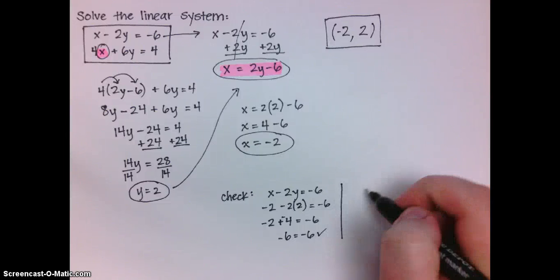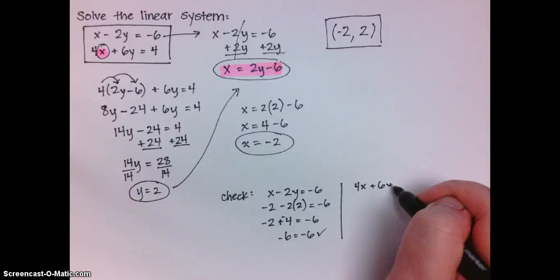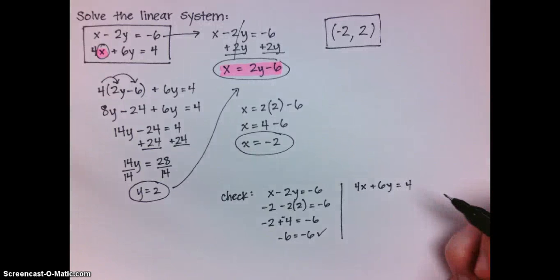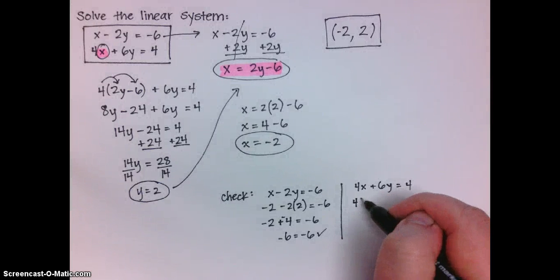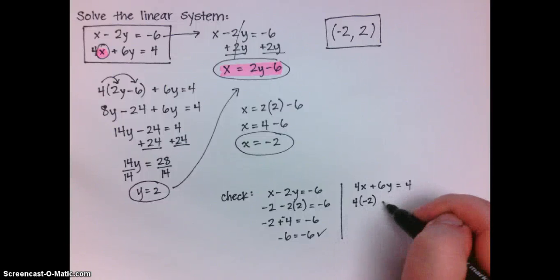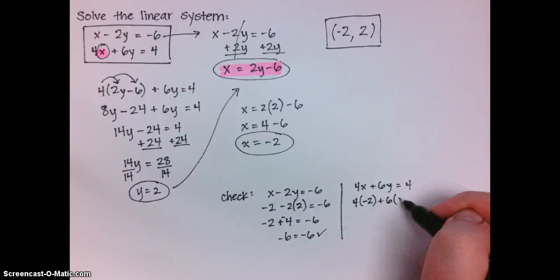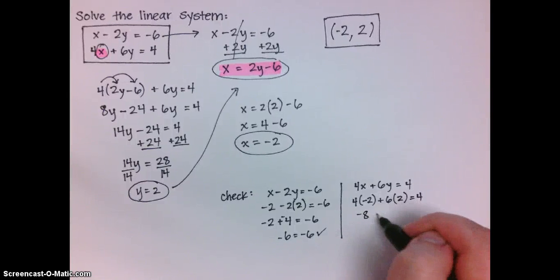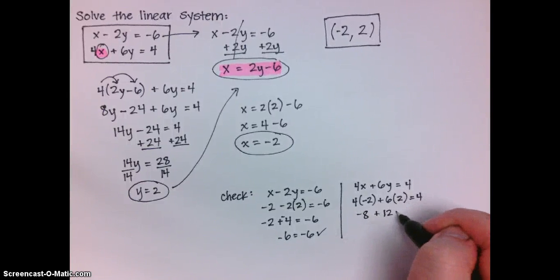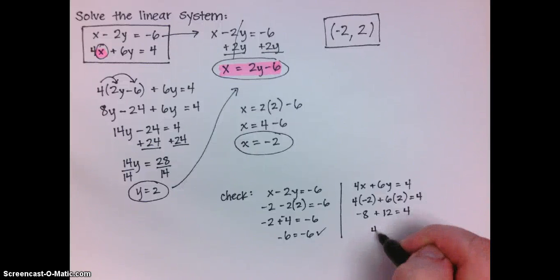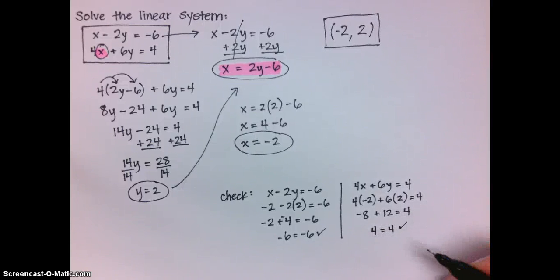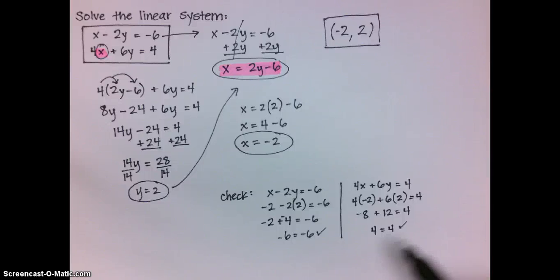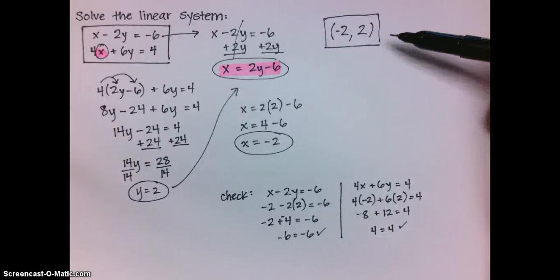Let's try it with the second one. I have 4x plus 6y is equal to 4. I'm going to plug in the x value, which is negative 2, plus 6 times the y value, which is positive 2, equal to 4. This is negative 8 plus 12 equals 4, and 4 does equal 4. So I successfully showed that this coordinate was a solution for these linear systems.